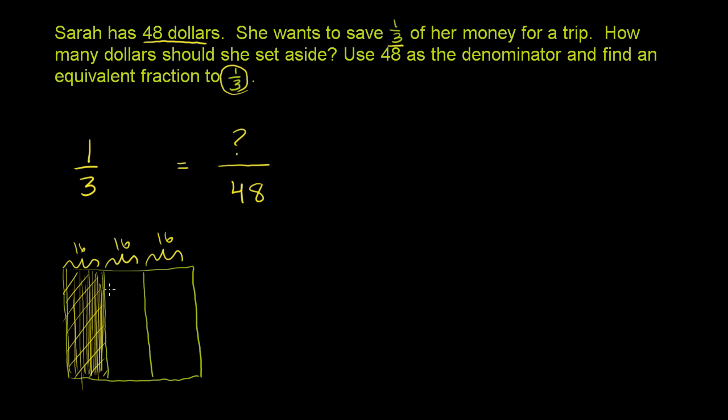Let me do it in the green over here. So if we just kept splitting it up, we would get 48. Because this first third would be 16 pieces, the second third would be 16, and the third third would be 16 pieces. Altogether, you would have 48 pieces. Now that one-third, what does that represent? Well, that represents 16 of the 48. It represents these 16 right here.